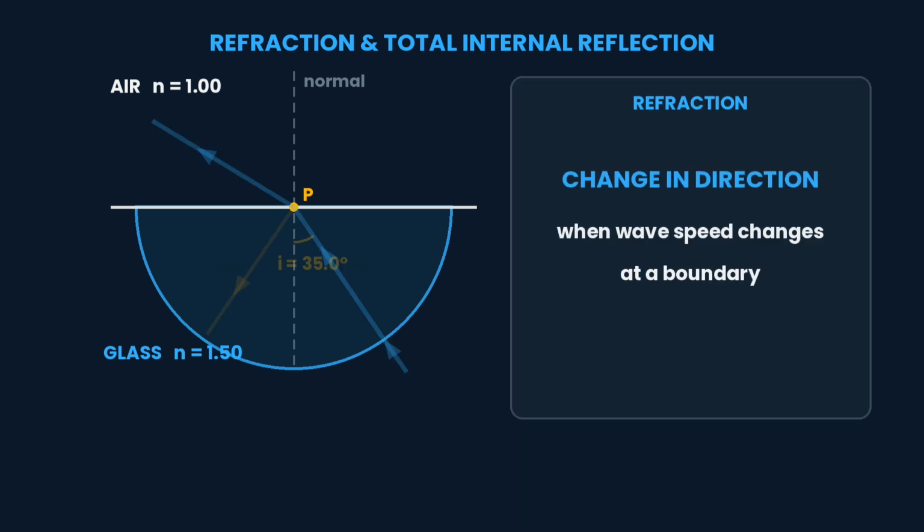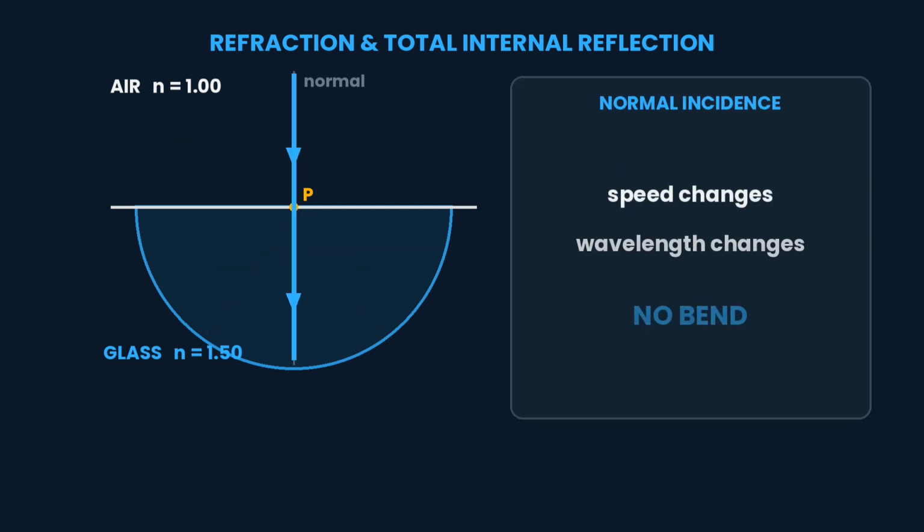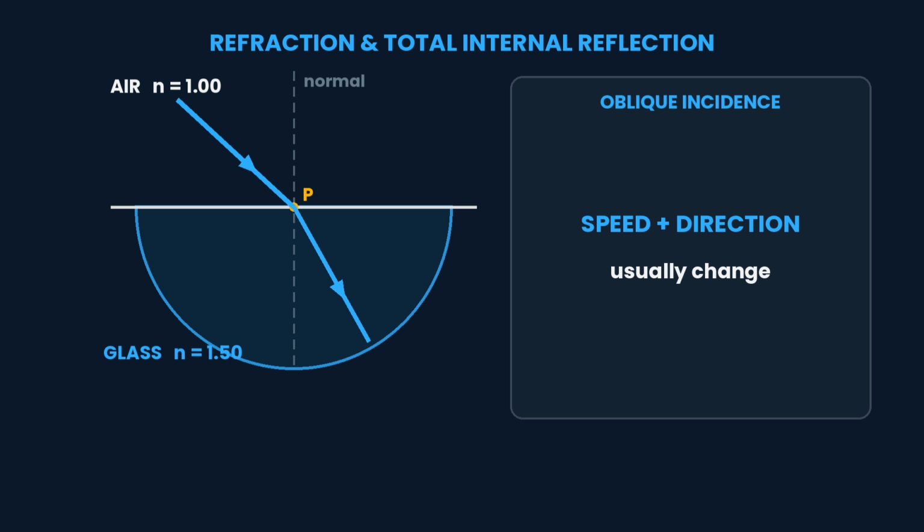Refraction is a change in direction when a wave changes speed at a boundary. At normal incidence, speed and wavelength change, but the ray does not bend. At oblique incidence, it usually changes direction as well.